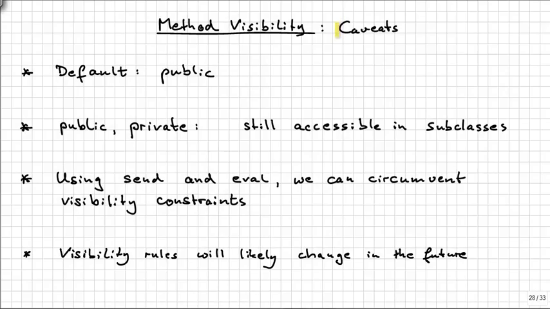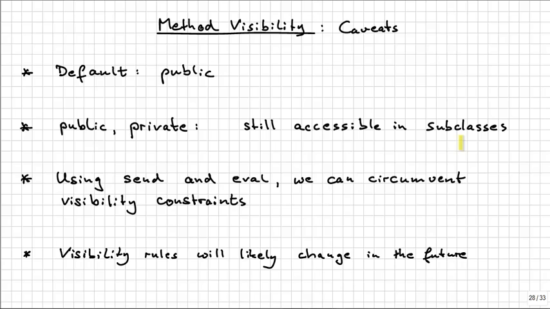So let's summarize a few of the caveats when using method visibility in Ruby. You should know that the default is public. So when you define a method within a class, the default is public. If you use public or private, then your methods are still accessible in subclasses. For public, this is obvious. For private, you may want to take note of that.